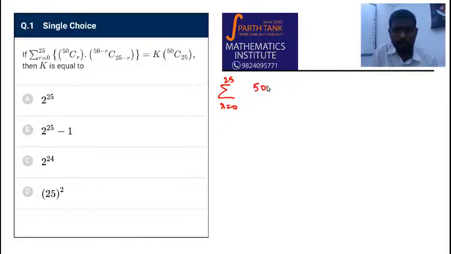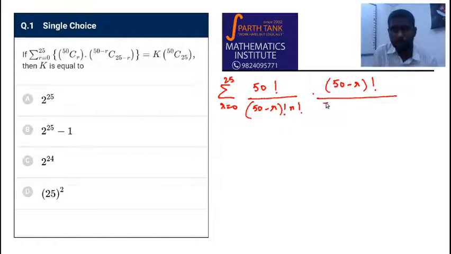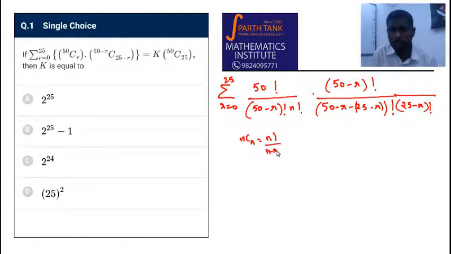50CR is by definition 50 factorial by (50 minus r) factorial into r factorial. (50 minus r)C(25 minus r) is (50 minus r) factorial by (50 minus r minus 25 minus r) factorial times (25 minus r) factorial, right? In both we have used the formula nCr is n factorial by (n minus r) factorial times r factorial.